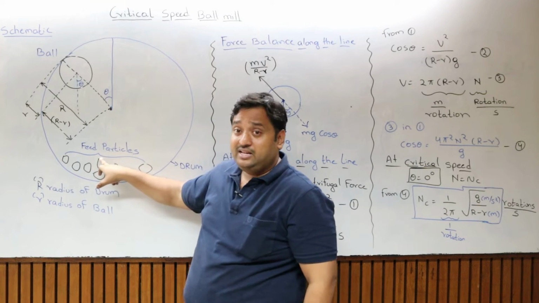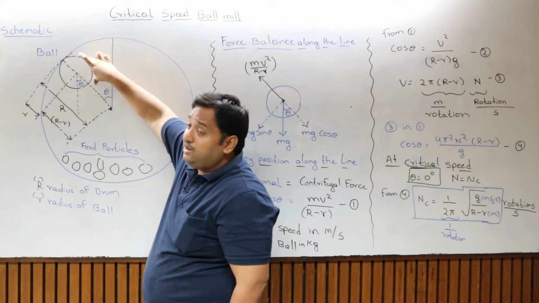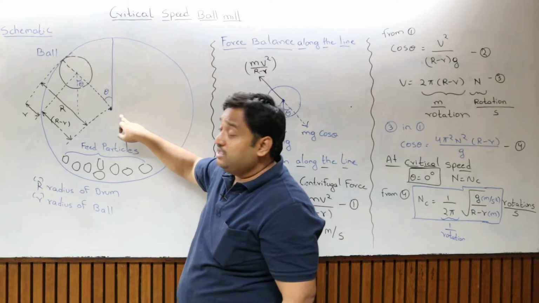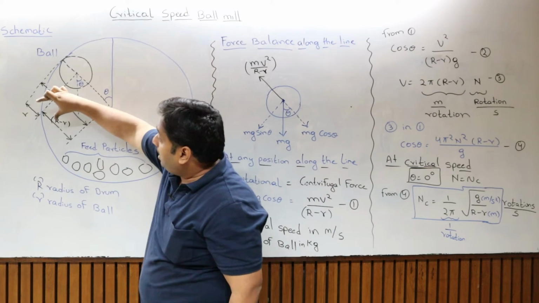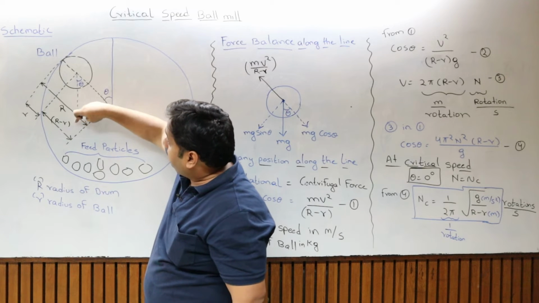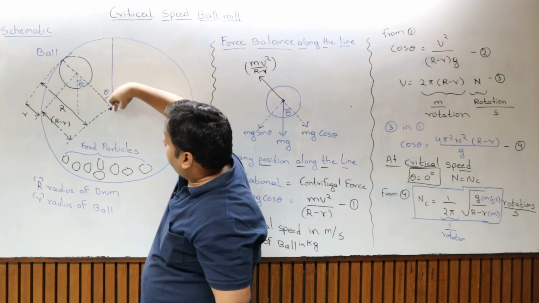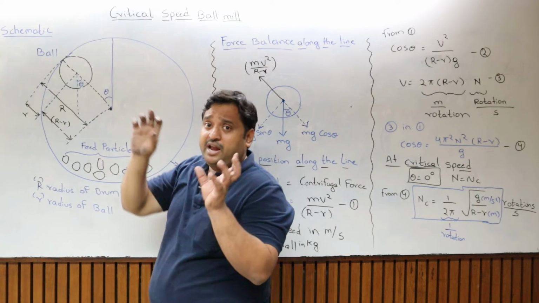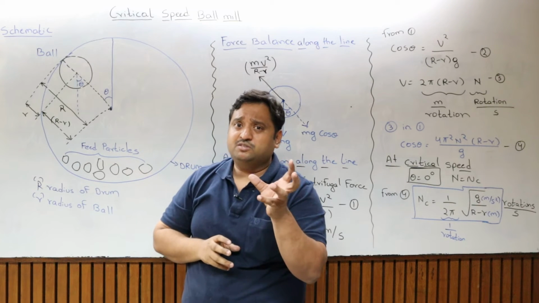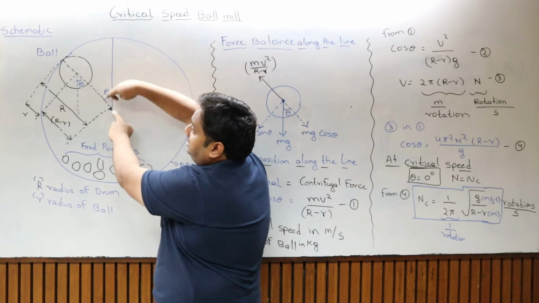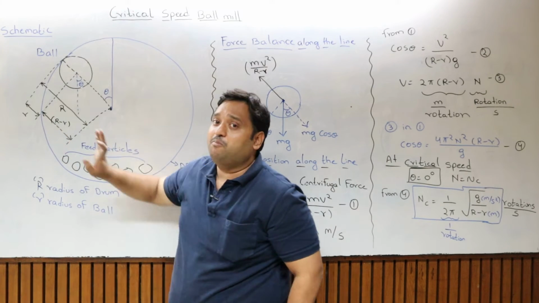These are the feed particles, and this is the ball at a certain location, and capital R is the radius of the drum, and small r is the radius of the ball, and capital R minus small r is this particular distance, because the center of gravity of any spherical ball lies at its center. So the distance from the drum center to the ball center is nothing but R minus r.